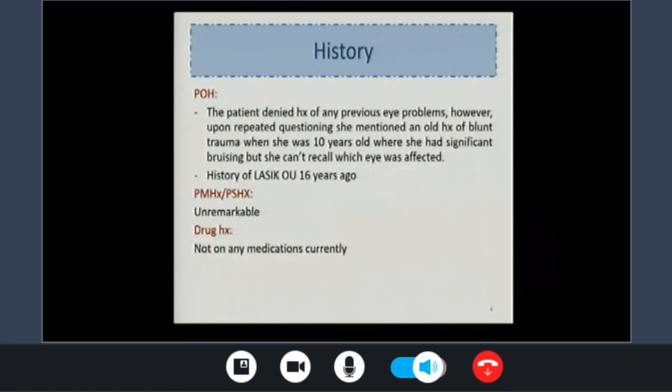Her past ocular history was significant for refractive surgery, LASIK, in both eyes 16 years ago. The patient initially denied any previous history of trauma. However, after asking her 4 times, she mentioned that she had a significant eye trauma. She was not sure which eye, probably the right eye, more than 26 years ago when she was 10 years old. Her past medical history, surgical history, and drug history were unremarkable.